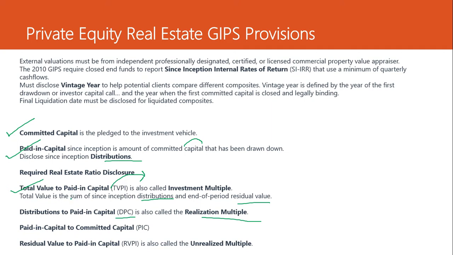Total value is the sum of distributions and end of period residual value also. So suppose you have a fund which is giving you 4% dividend every year, but there is some capital also left in that fund. So that capital also gets added in the total value, but in the DPI only the dividends are added. Paid in capital to committed capital is simply how much you have already paid to the general partner divided by the total committed capital, and residually obviously whatever is distributed is already realized, and the unrealized multiple is known as the residual value to paid in capital, RVPI.